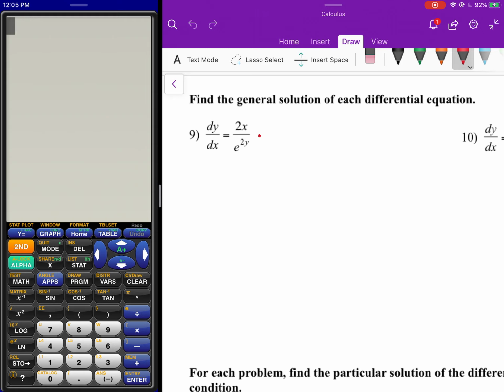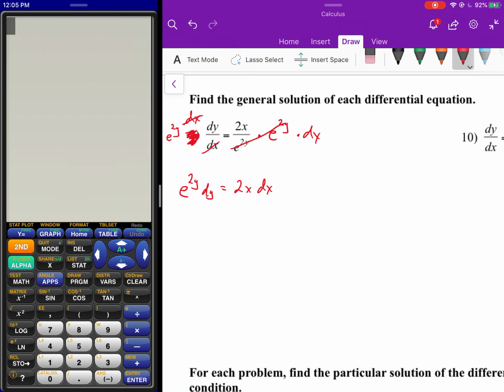We'll go ahead and multiply both sides by e to the 2y. I'm going to cross out the 9 just so it's not in the way. So e to the 2y. That will get the y's to one side, and then we'll multiply both sides by dx. And that will get the x's to the right side. So dx's cancel on the left. We're left with e to the 2y dy equals, these cancel, 2x dx.